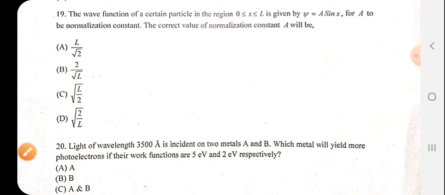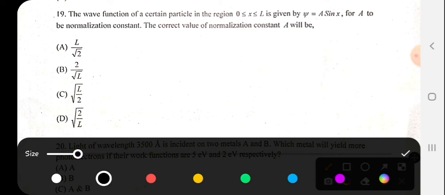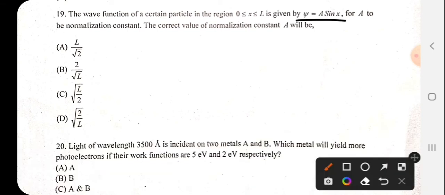Now come to question number 19. The wave function of a certain particle in the region 0 to L is given by psi equals A sin x. What will be the normalization constant?